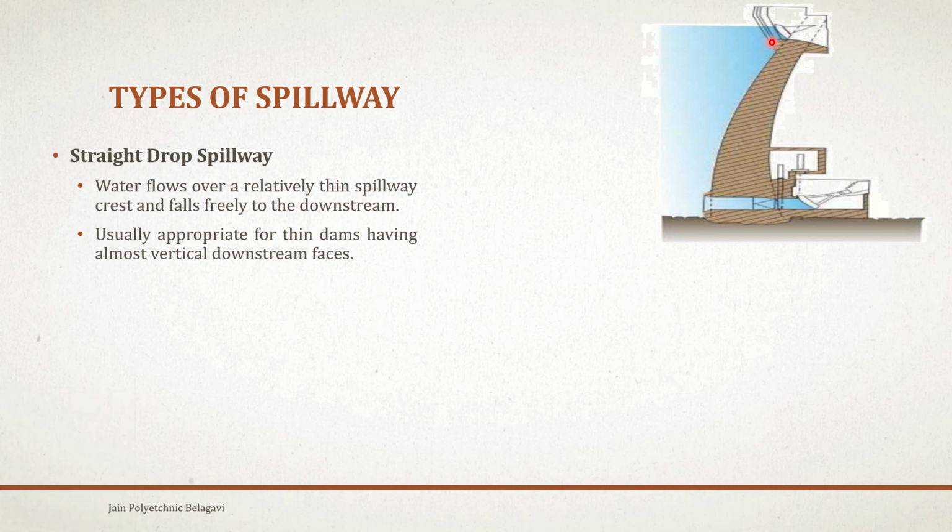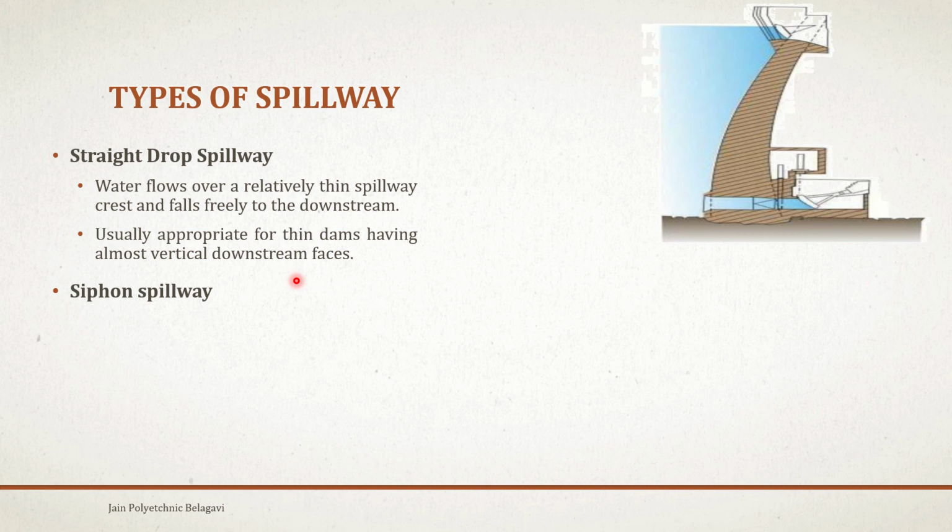This is the gate, and the water is full up to here. We are going to operate this, and from this level the water is going to drop down this way. That we call a straight drop spillway.